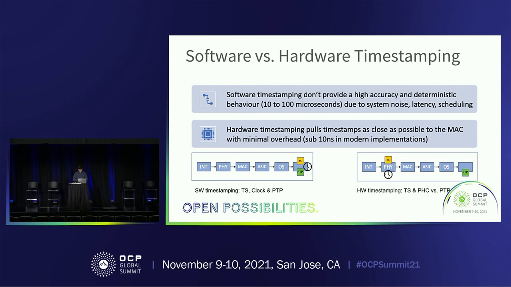With hardware timestamping, we actually went in the opposite direction, which is what we want. We want to be able to timestamp as close as possible to the hardware layer, i.e. the PHY. Modern implementations will do the timestamping itself in the PHY, and that's also where we reside the PHC, the PTP hardware clock. The stack itself, of course, is still running in user space, but that means we are able to have modern implementations that are able to do sub 10 nanoseconds accuracy and resolution in those environments.